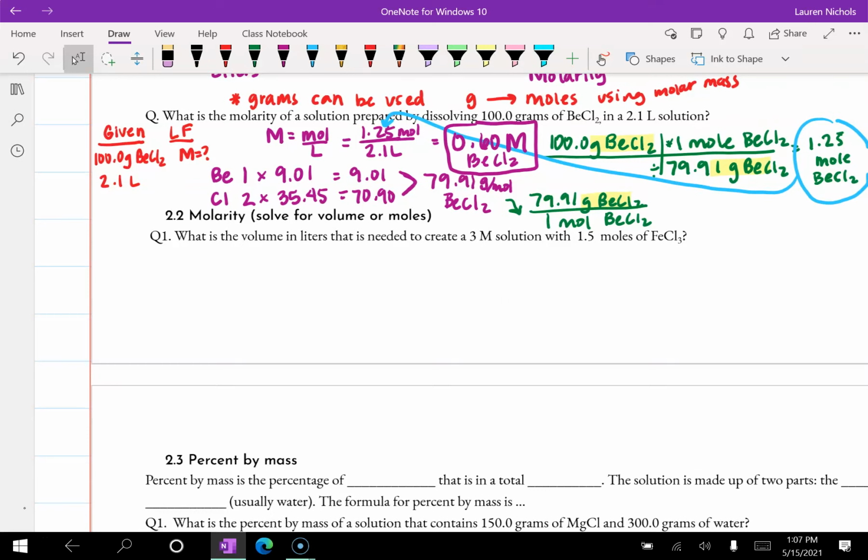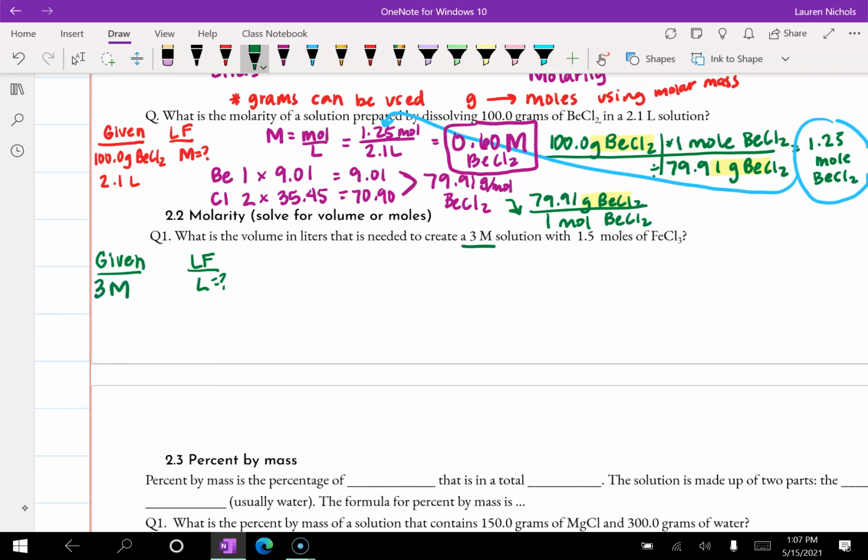Like, what if they're not looking for molarity? So in this question, it says, what is the volume in liters? Okay, so we know that when we label what we're given and what we're looking for, we're looking for volume. We want to know what is the liters, right? That's our question. That is needed to create a 3 molar solution.